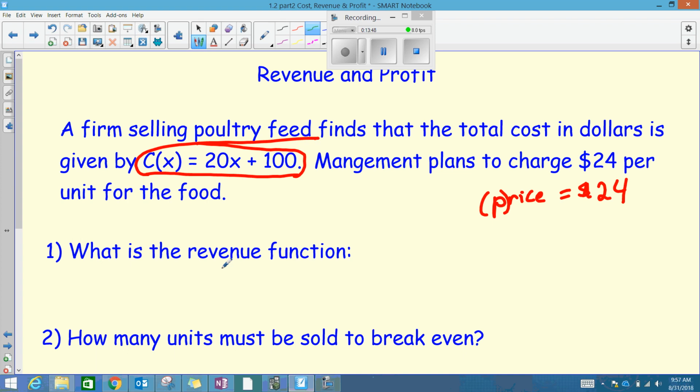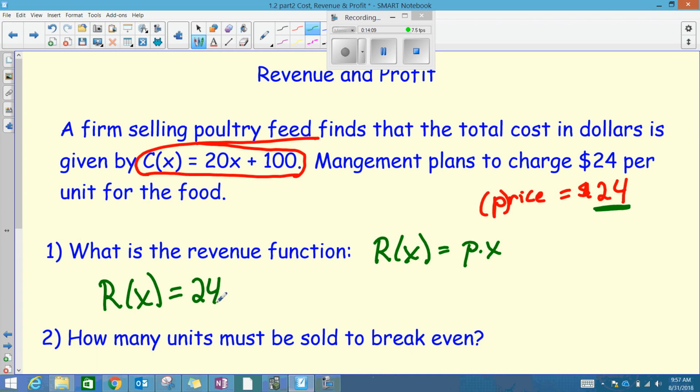What is the revenue function? Again, remember, revenue is price times quantity, and quantity can be R or X, X or Q. So our revenue function, how much money we bring in, is going to be our price, which is $24, times however much we make. So just 24x, right? If we're selling poultry feed for $24 per unit, we take however many units we sell and multiply it by 24, that's how much money we have.